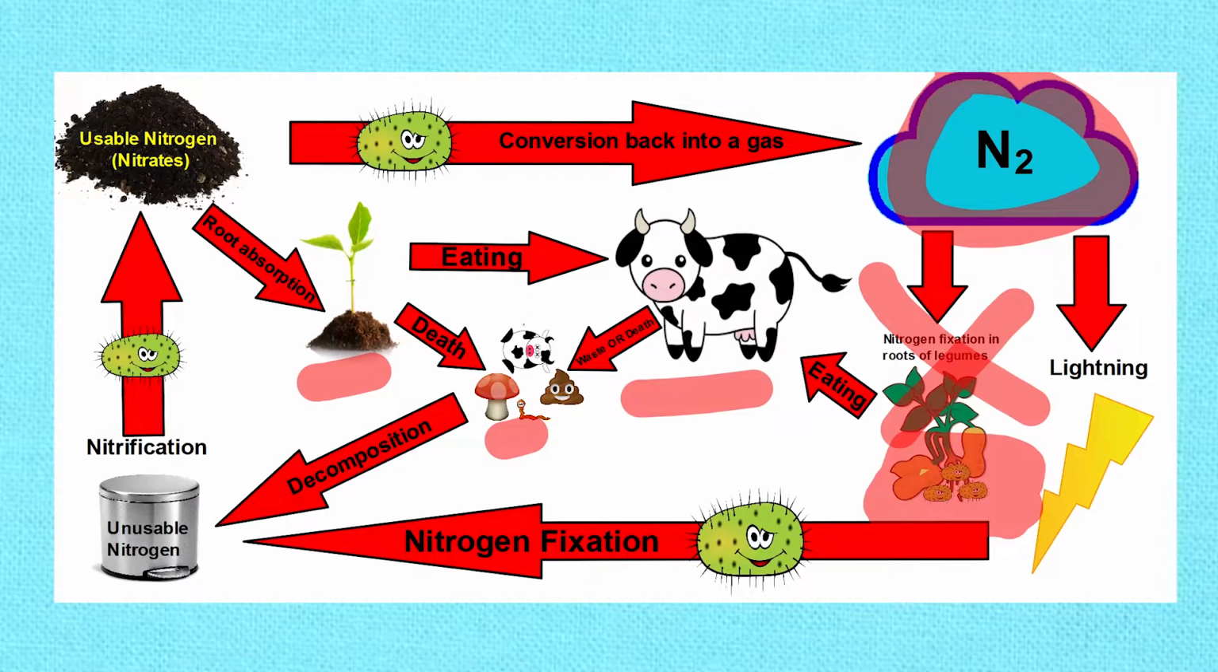So once again, plants are very essential in these cycles because they help recycle them and move them from one step to another.